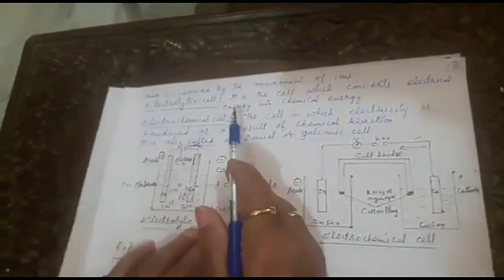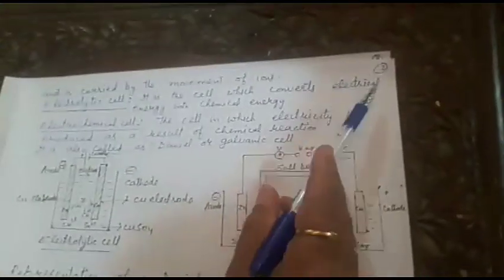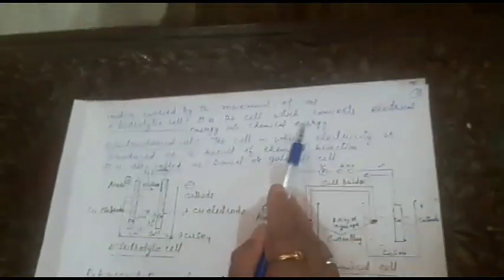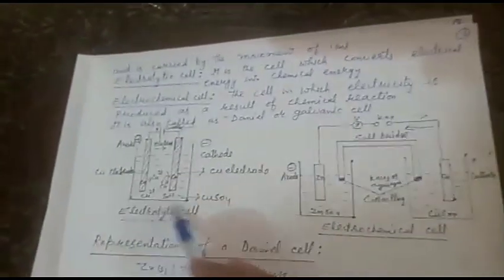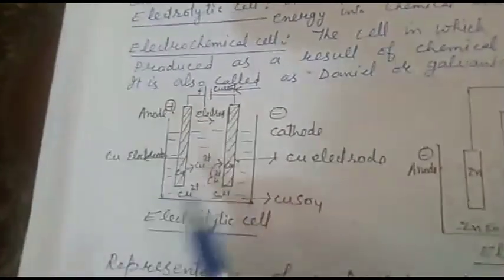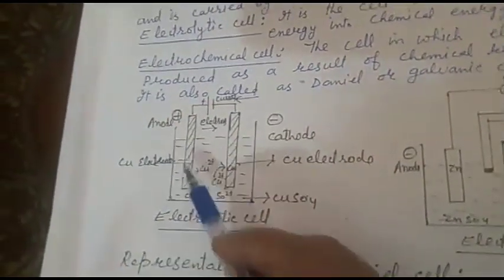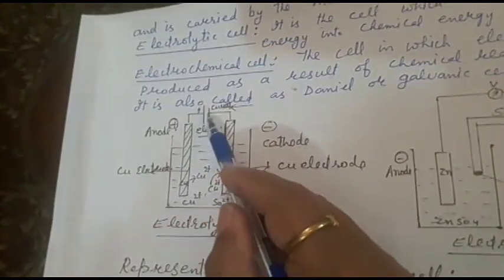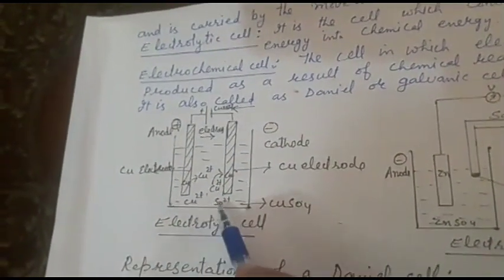Now we will proceed to the electrolytic cell. What is the electrolytic cell? It is the cell which converts electrical energy into chemical energy. Here is the electrolytic cell. These are two electrodes. Here the anode is positive and the cathode is negative. These electrodes are connected to the battery terminals.